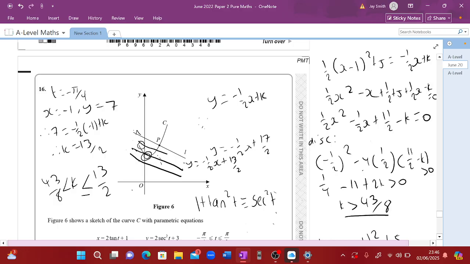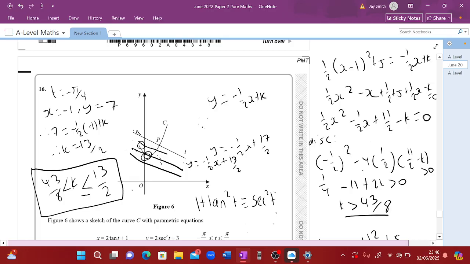Okay. I'm just going to check that's right. But that should be the reasoning, right? I feel I got the numbers wrong here, so let me check. 43/8 less than k less than or equal to 13/2. Cool. That is the answer. There we are. That is a very, very nasty question. But they do help you out a little bit by giving you the curve, right?